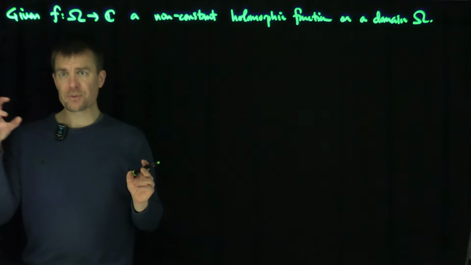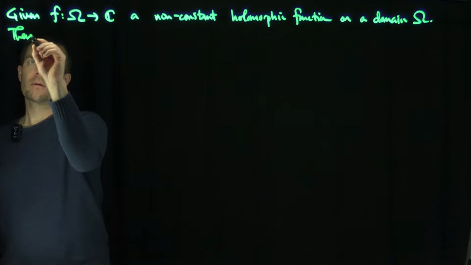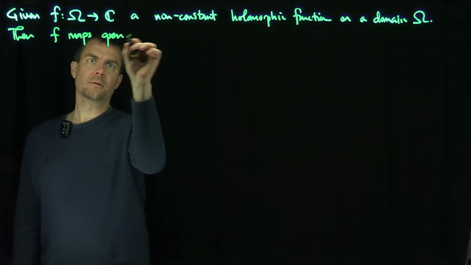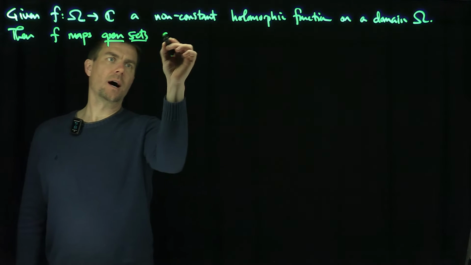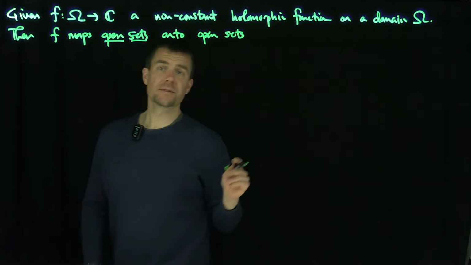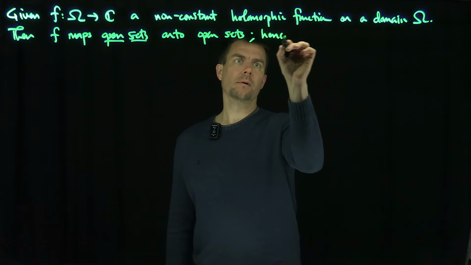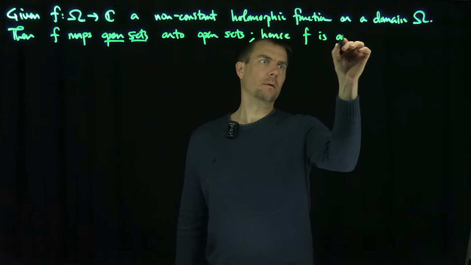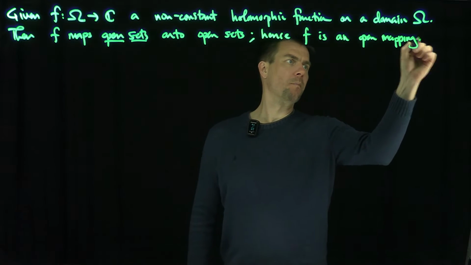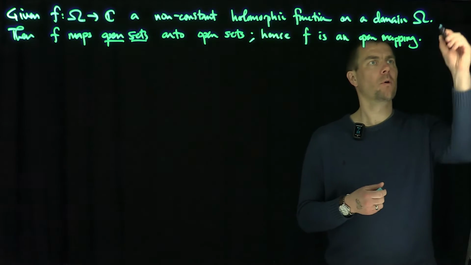Then f maps an open subset of C into an open subset of C. Then f maps open sets onto open sets. Hence, f is what's known as an open mapping. And this theorem is therefore called the open mapping theorem. So this is the open mapping theorem.